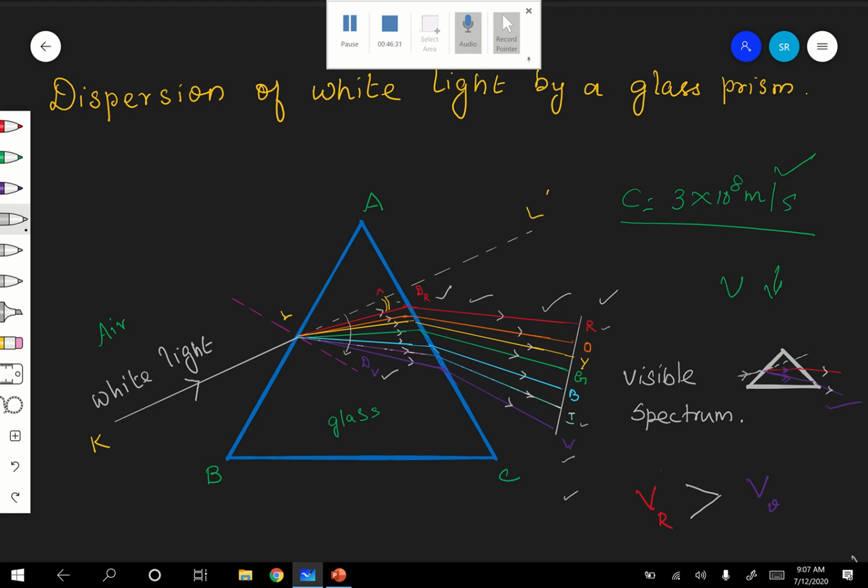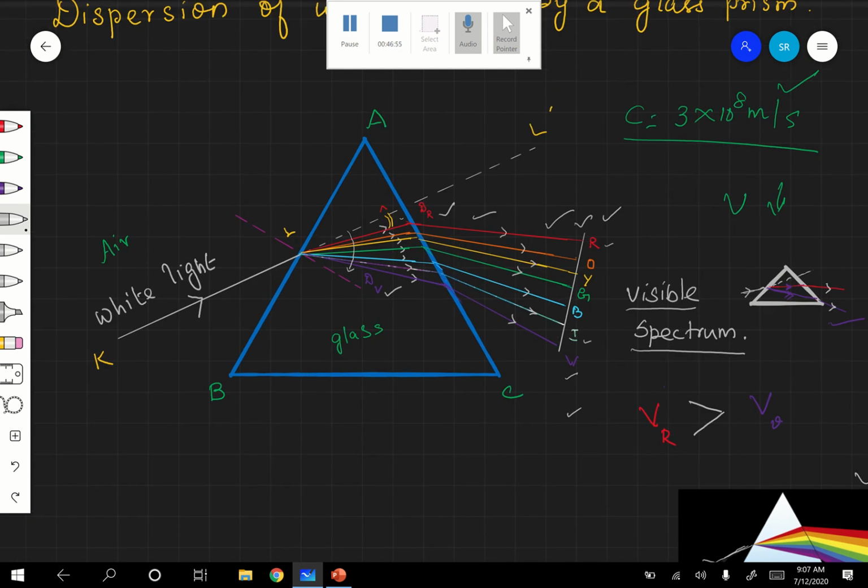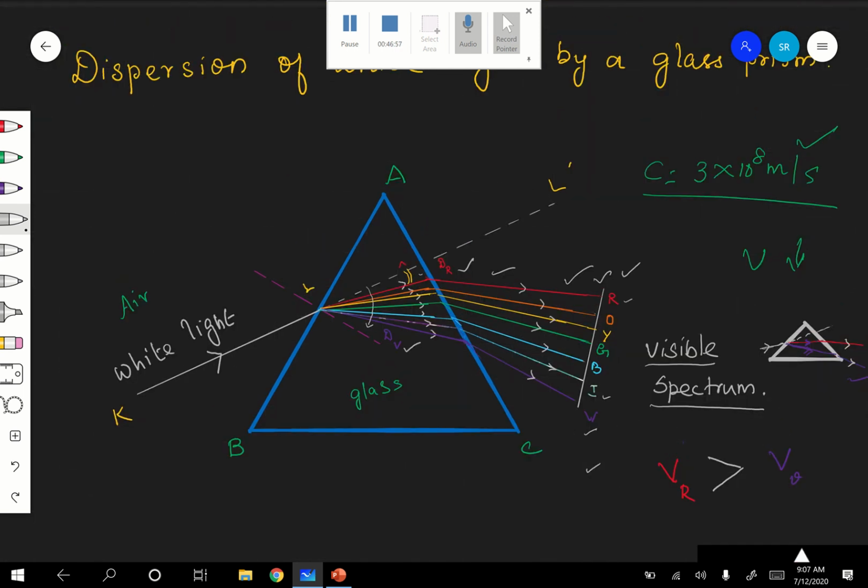So this is what is called the visible spectrum. This white one is a screen. Once I keep a screen, I get a band of colors, nice, excellent colors. I will be able to see a band of colors, and that is what is called the visible spectrum. Is it clear? Hope you are able to understand, children, what is dispersion.